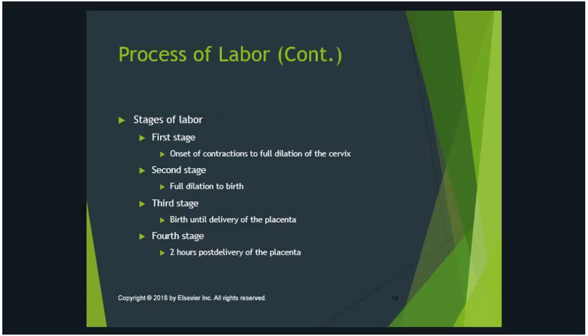Stages of labor: the first stage is the onset of contractions to full dilation, or 10, of the cervix. The second stage is full dilation to birth, and the third stage is birth until delivery of the placenta. The fourth stage of labor is 2 hours post-delivery of the placenta. After the fourth stage, the mother is moved out of the labor and delivery room to her normal room, because she's done with her post-delivery. She's stable, and she's heading over to the maternal newborn side.